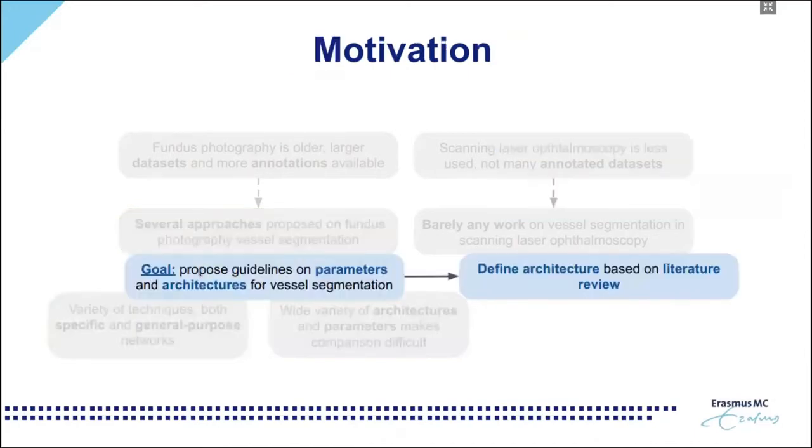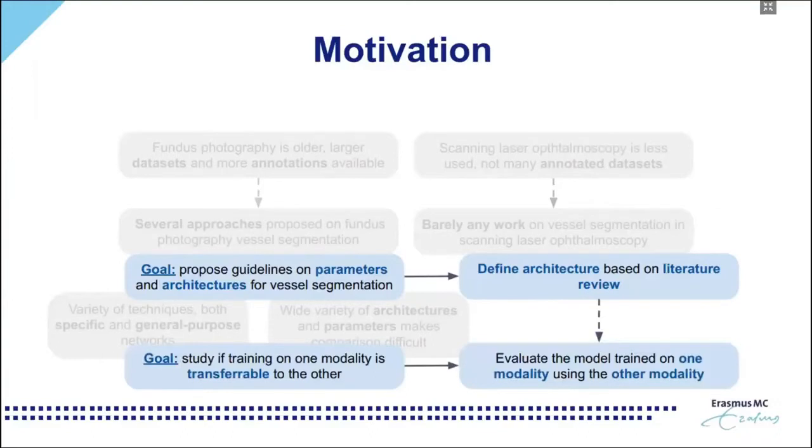Therefore, the first task of this work was to implement a baseline network derived from the literature with a comparable performance to the previous networks. After that basic pipeline was defined, the second and main goal of that work was to study if a model trained in one modality could be used to segment vessels in the other with sufficient accuracy.